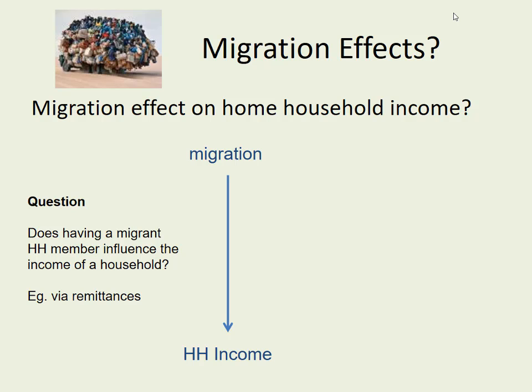And it could be because of remittances. So the question they were asking is whether just having migrant household members living elsewhere, perhaps in Europe or Nairobi, has some sort of influence there, sending remittances, money home.